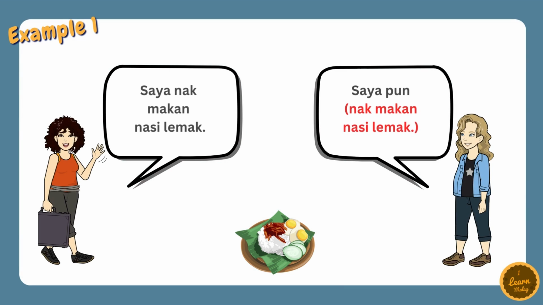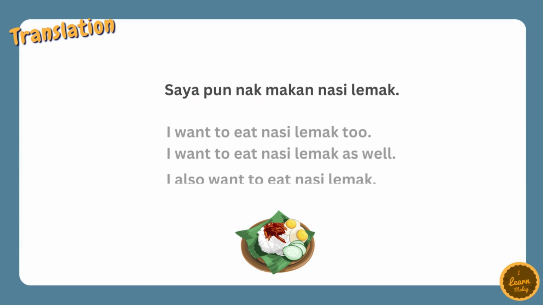Actually, you could say the whole complete sentence like so. Saya pun nak makan nasi lemak, which basically means I want to eat nasi lemak too. I want to eat nasi lemak as well. I also want to eat nasi lemak. I hope you can get the idea.